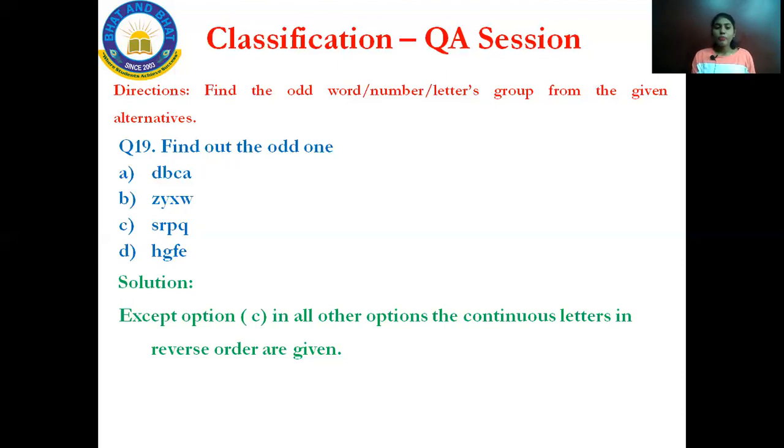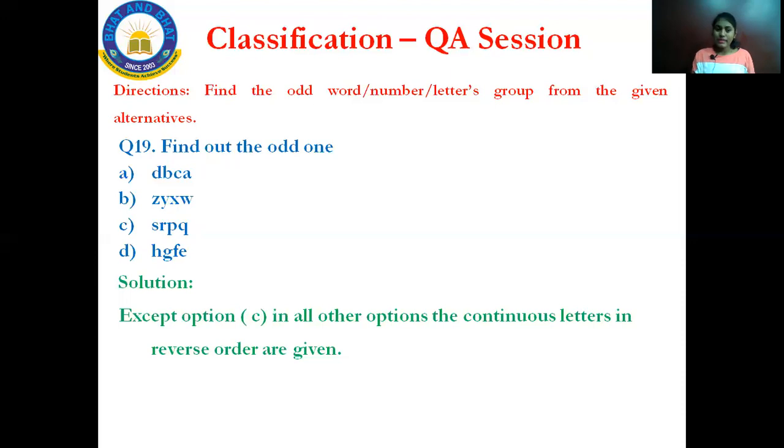Okay, but option C is in the correct direction itself. S after R, okay, P, Q, R, S. But shuffle that. You have to replace it. If you replace the letters, it will be in the proper direction itself.